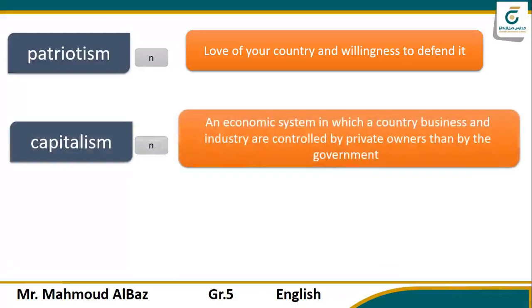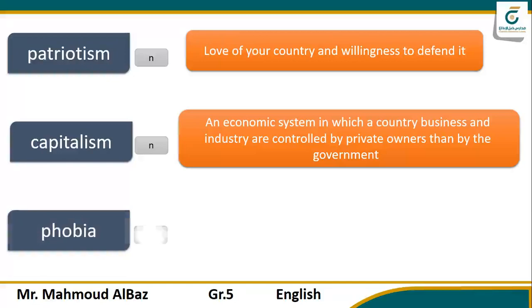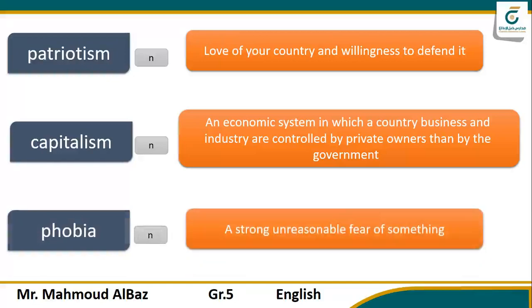Capitalism is an economic system in which a country, business, and industry are controlled by private owners rather than the government. Again, capitalism is an economic system in which the country, business, and industry are controlled by private owners rather than the government. This is capitalism. Phobia, which means fear. Yes. A strong, unreasonable fear of something. Why do you fear? I don't know, but it's just a phobia of something.